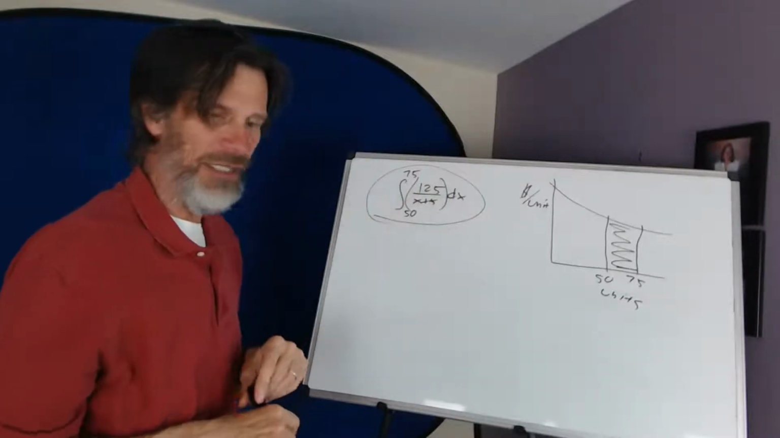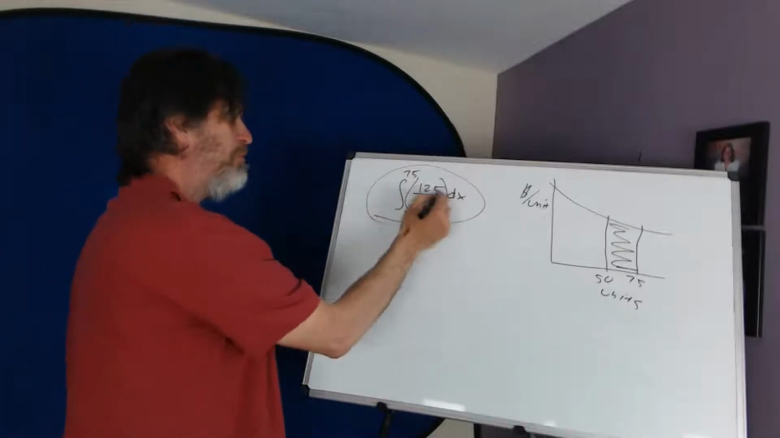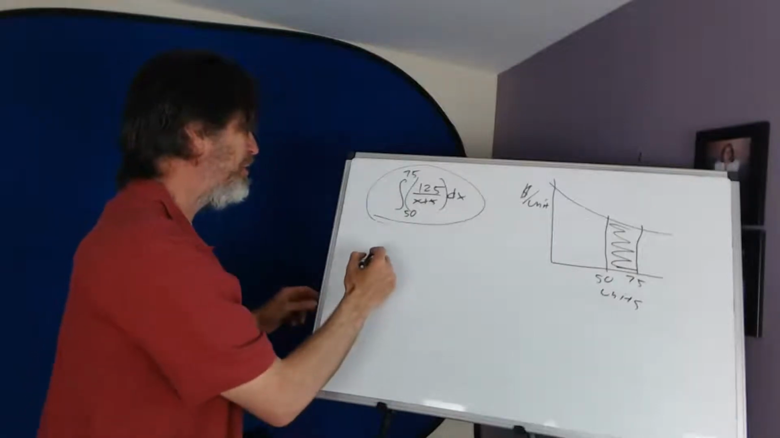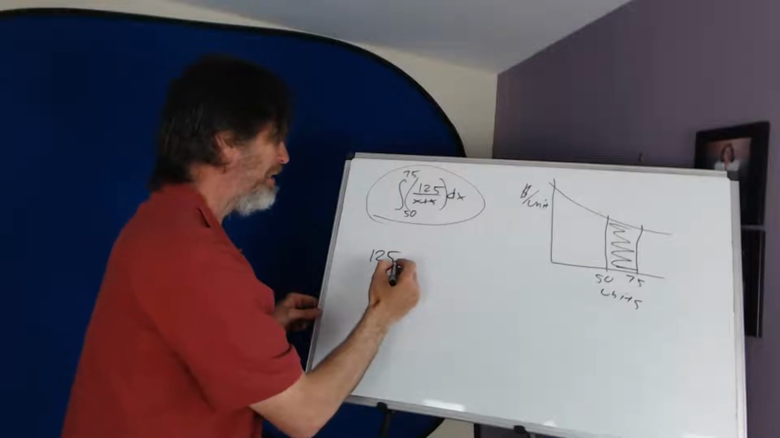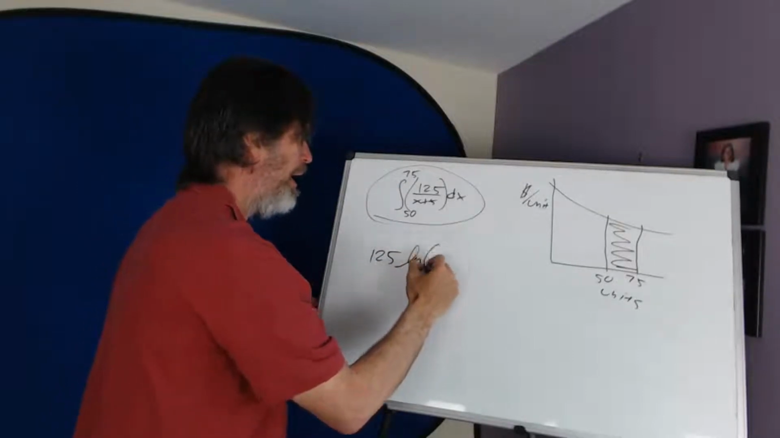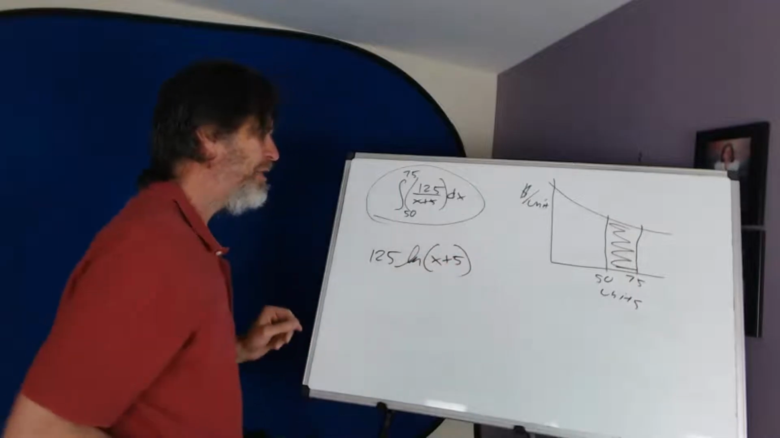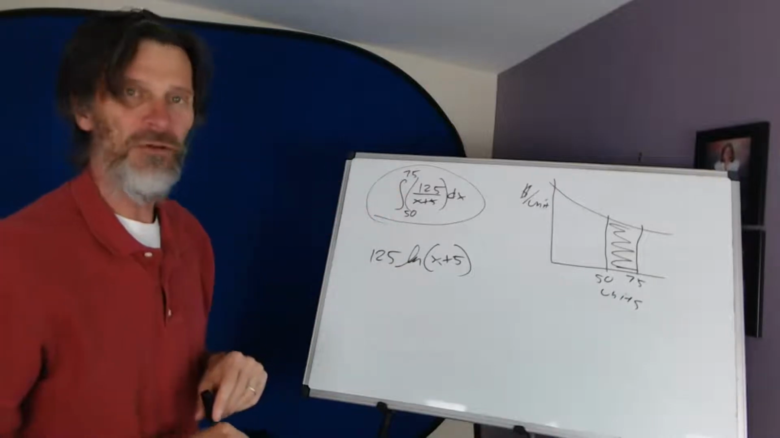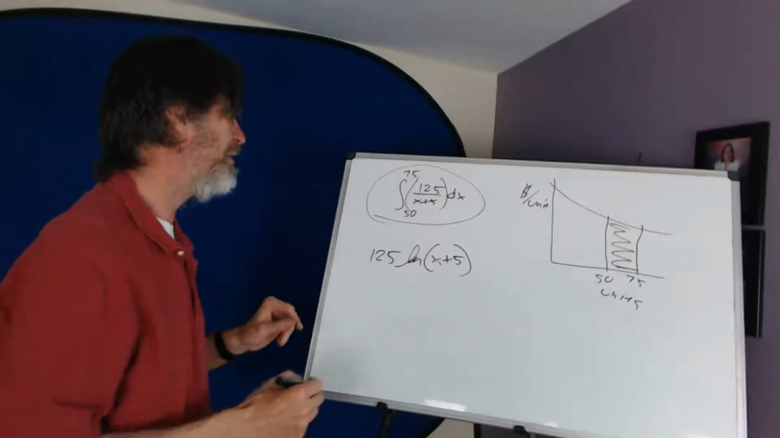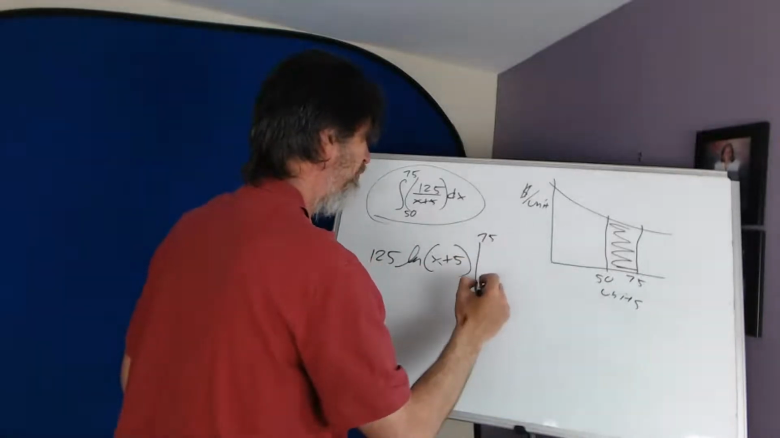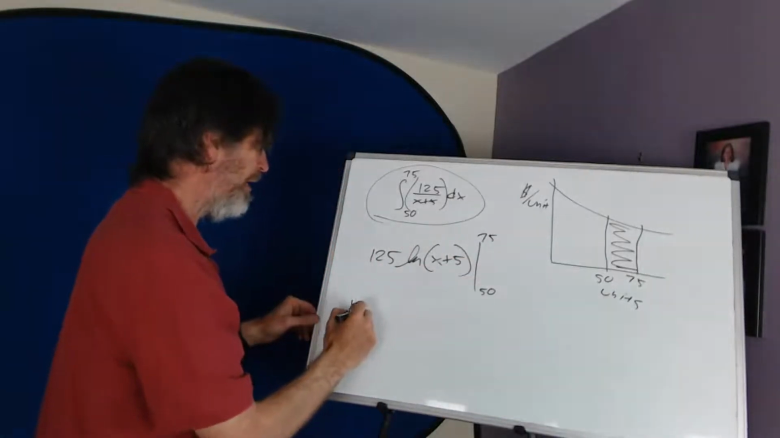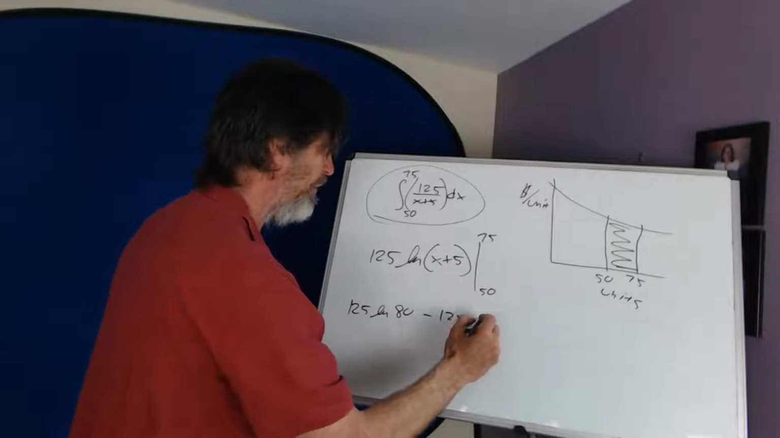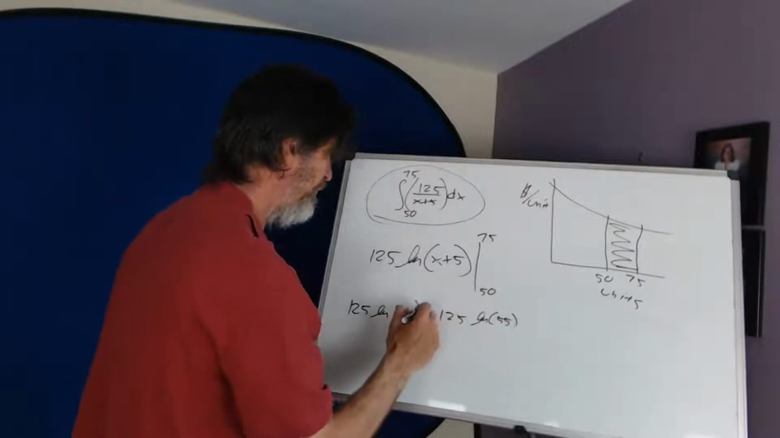I'm gonna go through the rest of the steps with you just in case. This one again is an antiderivative you can't do because you haven't had the integration by substitution, but I will just give it to you. It's 125 natural log of x plus 5. And you can check this one out. The derivative of this is 1 over x plus 5. So 125 over x plus 5 is definitely correct. Evaluate that between 75 and 50. So we have 125 natural log of 80 minus 125 natural log of 55.